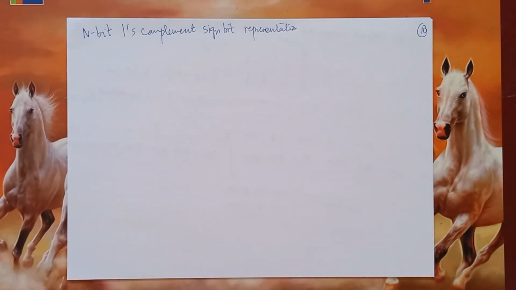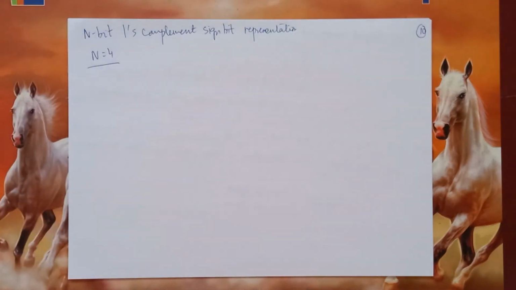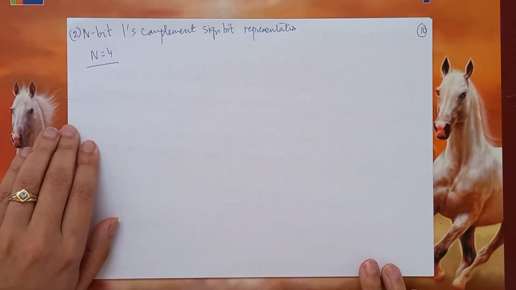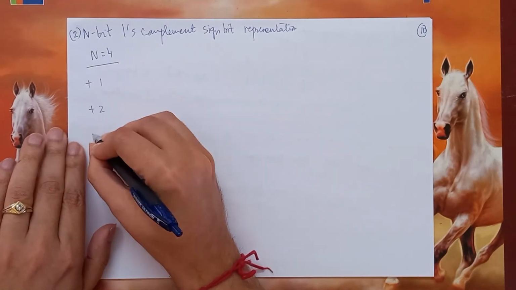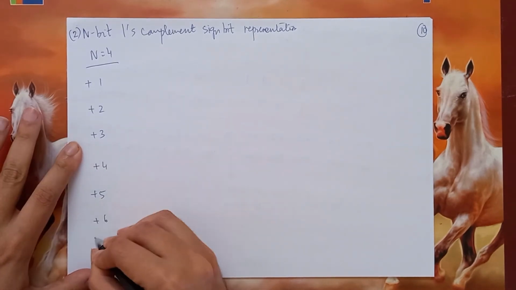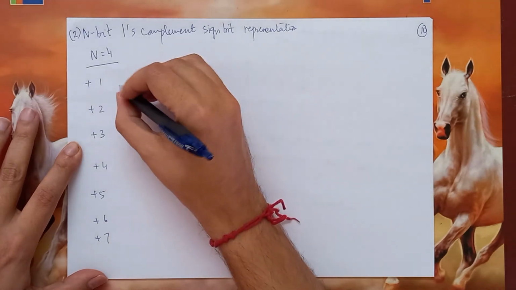Now let us take an example where n is 4, same as last time which we took. In that case, let's call it number 2. This is the second technique we are looking at. Let us write all the positive numbers: plus 1, plus 2, plus 3, plus 4, plus 5, plus 6, plus 7. Here it is exactly the same as that of the simple sign bit representation.